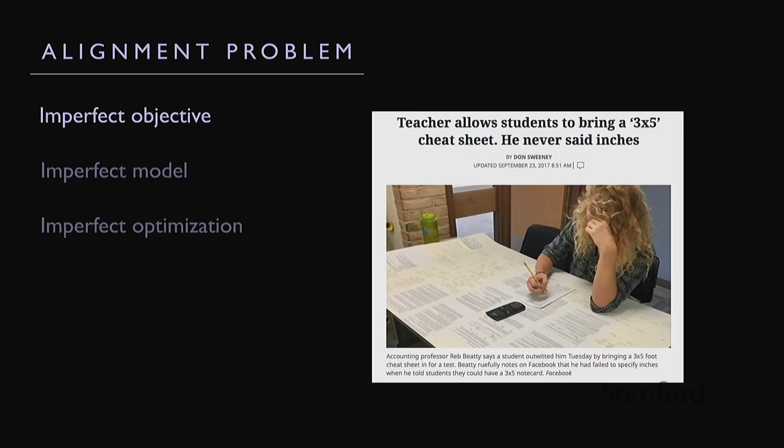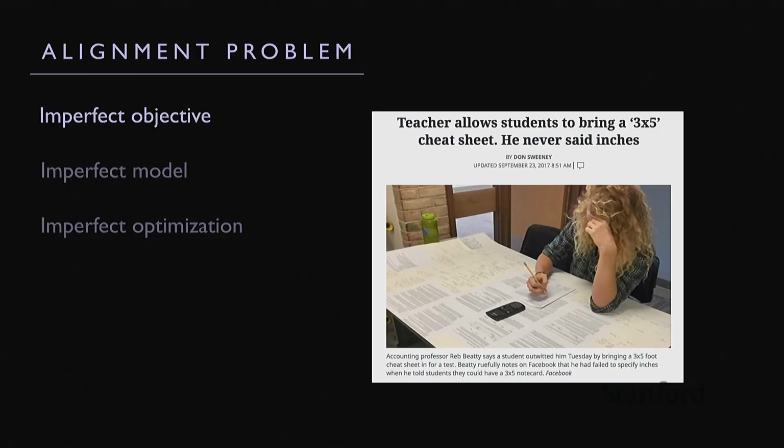So what we just saw with the cheat sheet thing, that's an example of an imperfect objective. So the teacher's objective was to have students bring in a 3x5 inch cheat sheet for their test, but he misspecified that and he just said 3x5. So that was too ambiguous, and students could interpret that how they wanted. And so one student then brought in a 3x5 foot cheat sheet.